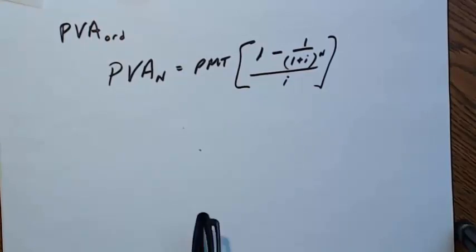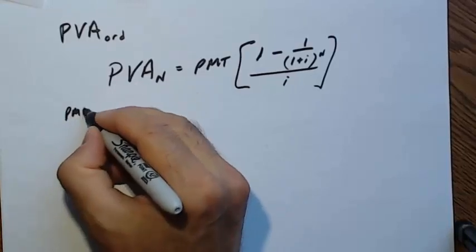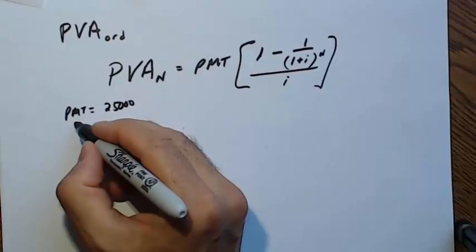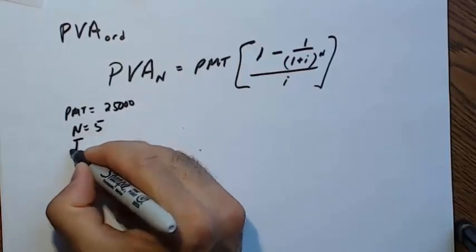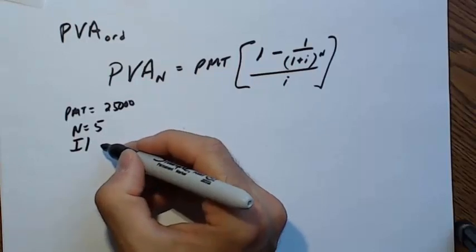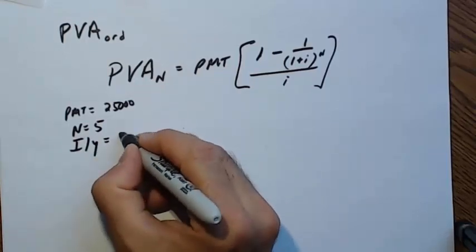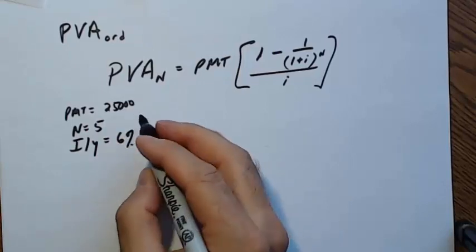And so it's telling you, look, there's $25,000 in annuity payments at the end of each year for 5 years. So right here, payment $25,000, right? N is 5. The interest rate is going to be, so here's the rest of the question, what is your decision if interest rates are 6%? So there it is, 6%. So we got 3 out of the 4 we need.